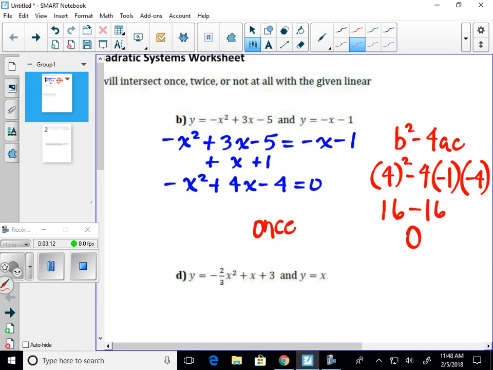At this point, I want you to go ahead and plug in the original equations into your calculator. This one needs to be y1, this one needs to be y2, and then graph it. Look and see how many times it intersects.